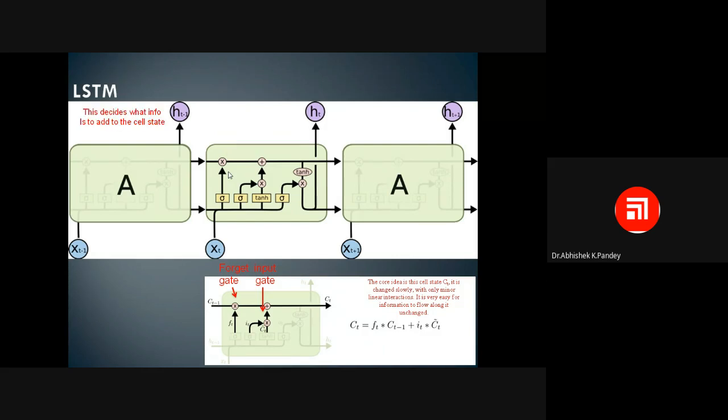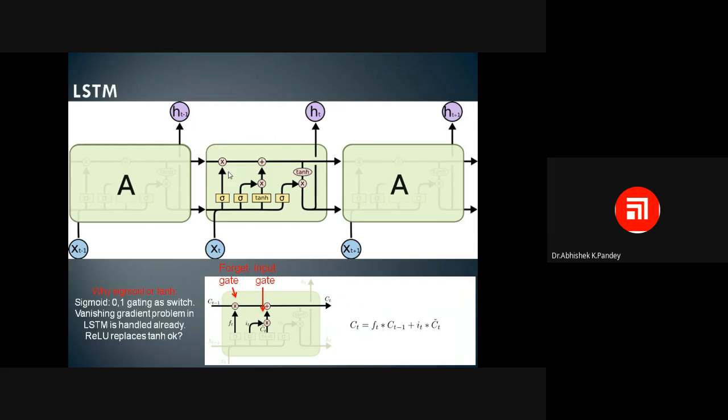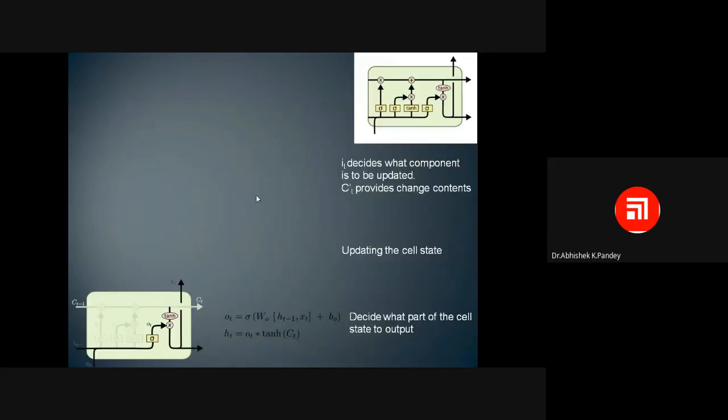Fine. So this decides what info is added to the cell state. C is for the cell state. The output gate will control what goes to the output. The input gate will control what is coming from the input. What is sigmoid doing? Sigmoid gives 0 and 1, so it acts as a switch. The vanishing gradient problem in LSTM is already handled, and ReLU replaces tanh. So in that case, tanh will be replaced by ReLU. That is what the sigmoid function is all about.